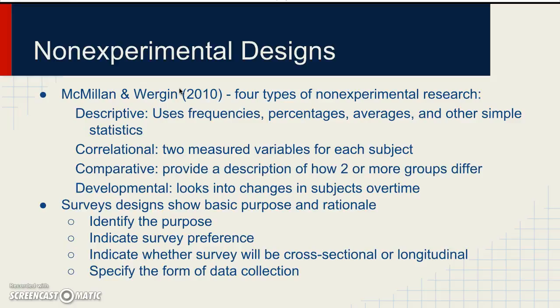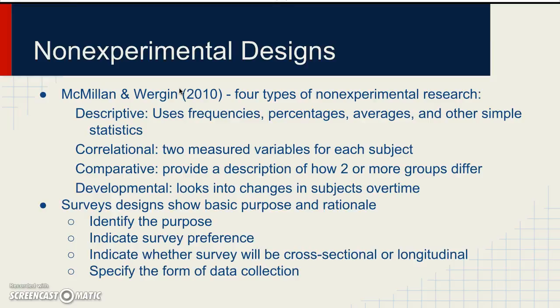There are 4 types of non-experimental designs presented by McMillan and Wergin. These 4 were mentioned earlier as descriptive, correlational, comparative, and developmental. The purpose of the descriptive non-experimental research is to use frequencies, percentages, averages, and other simple statistics to offer an explanation of the data that has been collected.